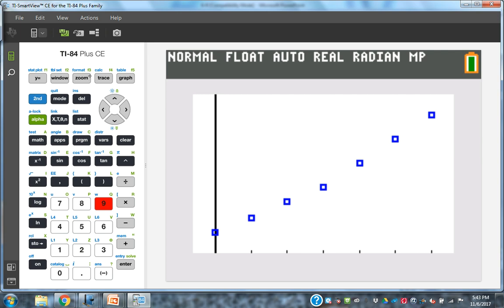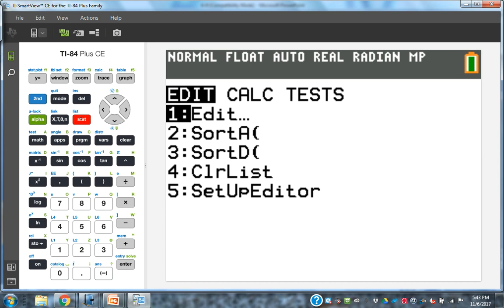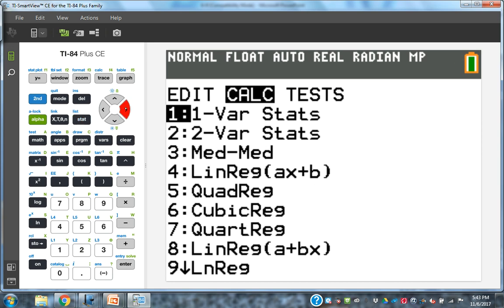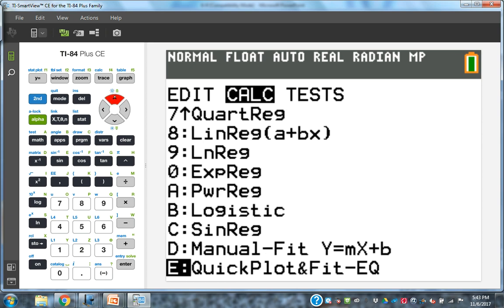So to do that, we're going to hit the Stat button. We're going to go over to Calc. And we want to do exponential regression. So we're going to look for EXP REG, exponential regression. It's down at the 0 position, the 10th one in the list.